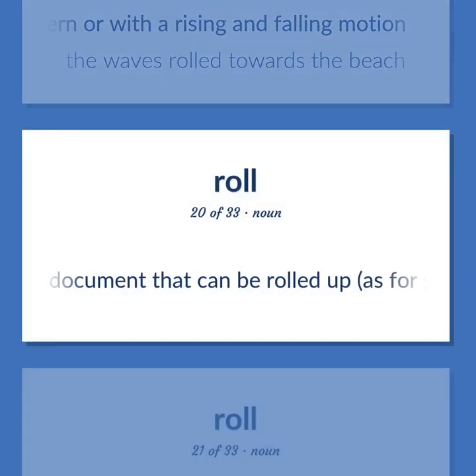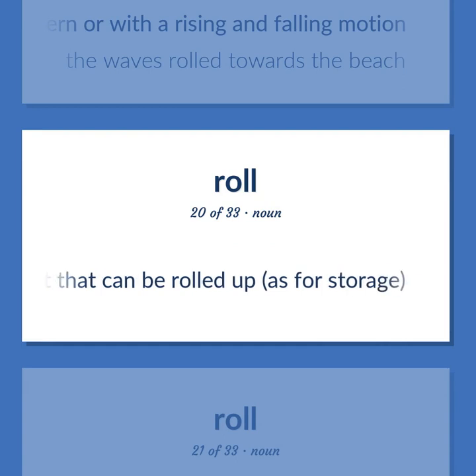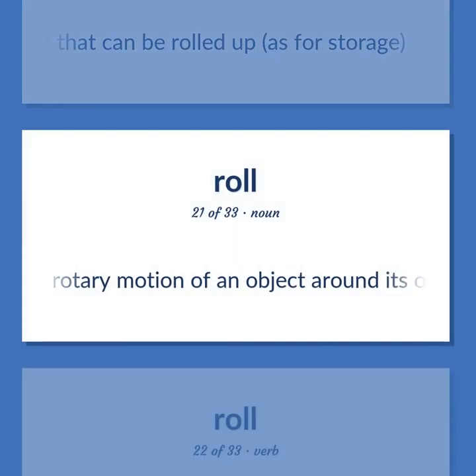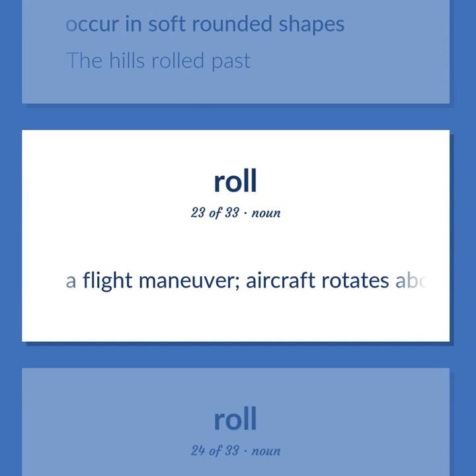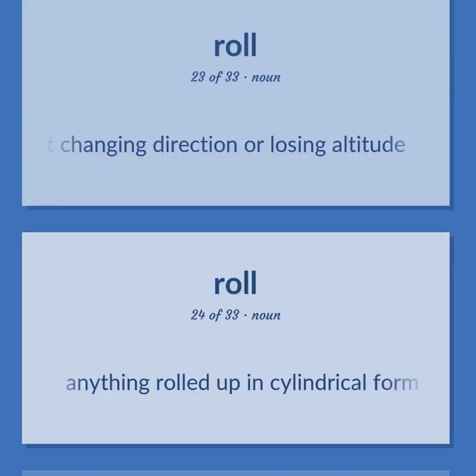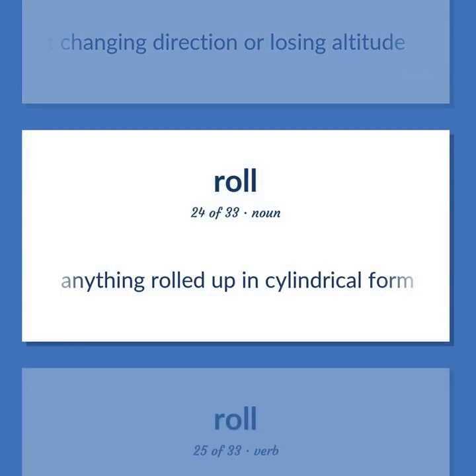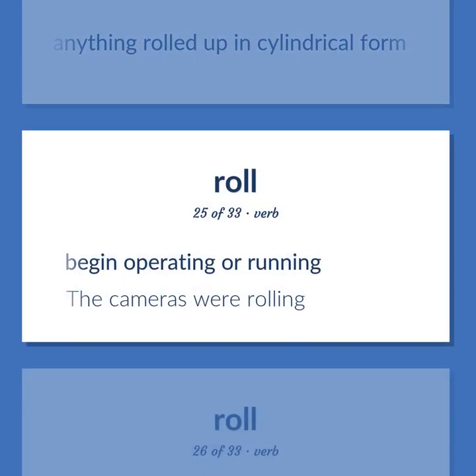A document that can be rolled up, as for storage. Rotary motion of an object around its own axis. Occur in soft rounded shapes. The hills rolled past. A flight maneuver. Aircraft rotates about its longitudinal axis without changing direction or losing altitude. Anything rolled up in cylindrical form. Begin operating or running. The cameras were rolling.